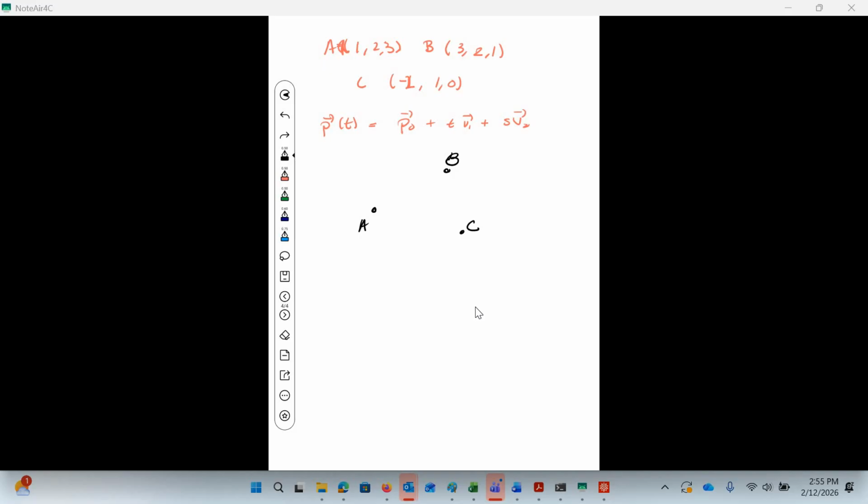Once I have 3 points, I can formulate 2 vectors with those 3 points, and it doesn't matter what I choose. It could be through any of these 3 points. What's the equation called? It's called the parametric equation of a plane.